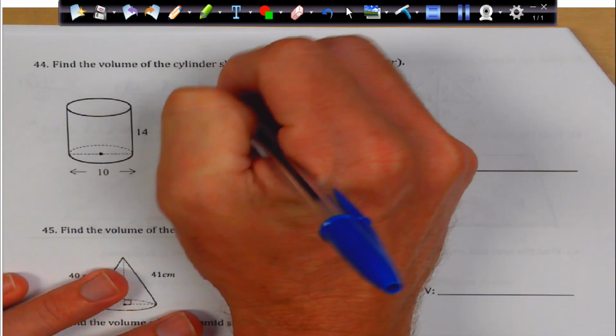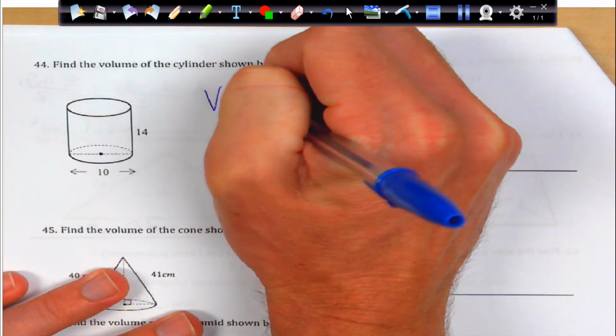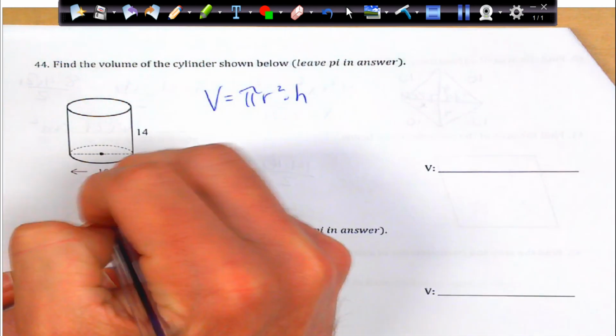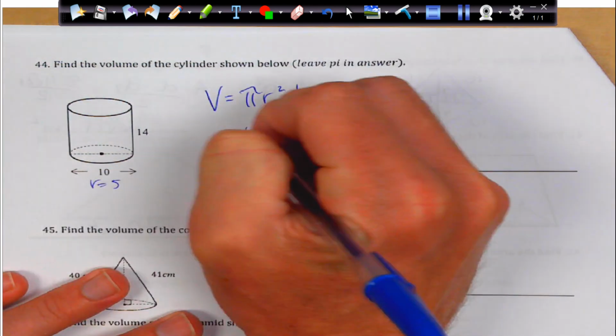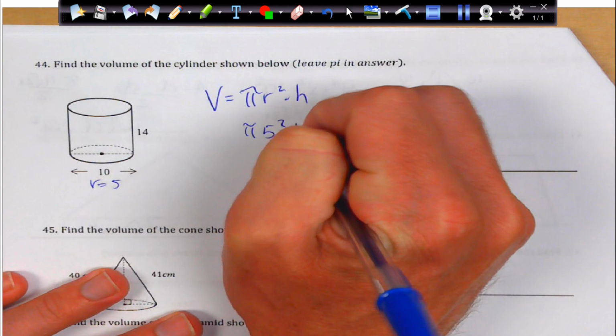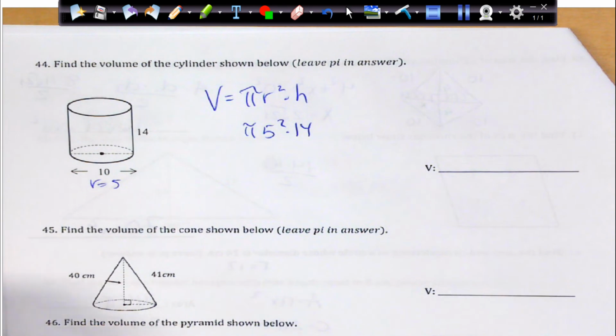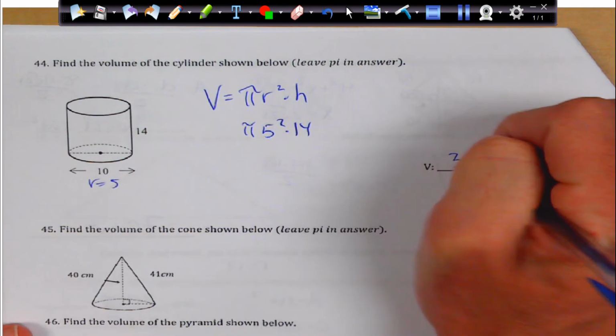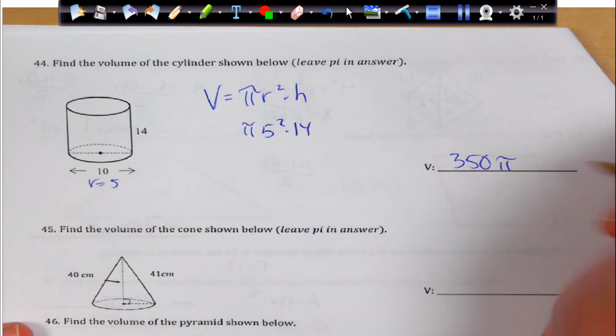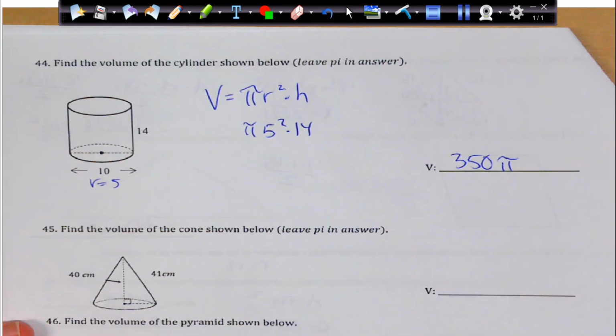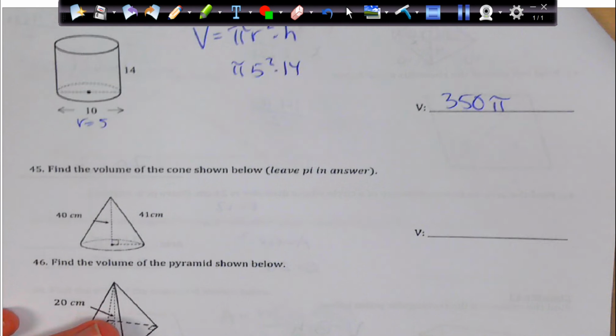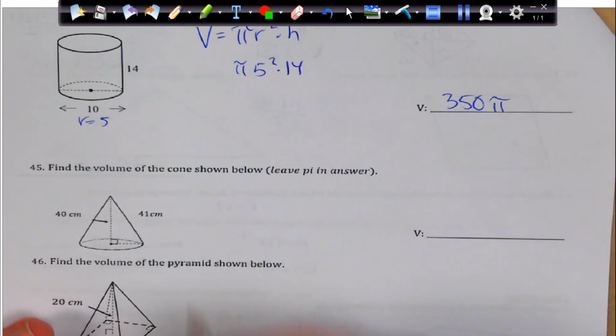Find the volume of the cylinder below. So this is volume equals pi r squared times height. The r is going to be half of that, which is 5. So you can get pi times 5 squared times 14, and that's going to end up as 350. We can leave it in terms of pi. That's going to be cubic units.